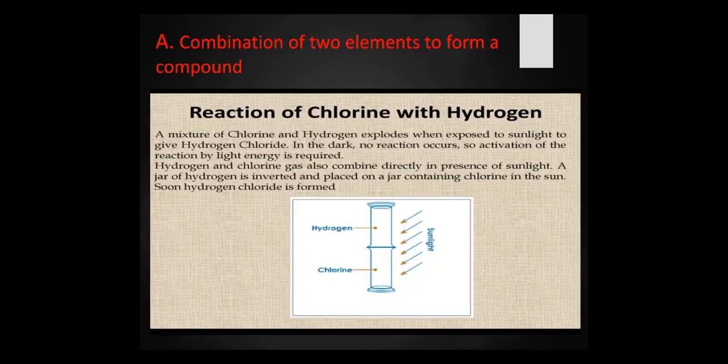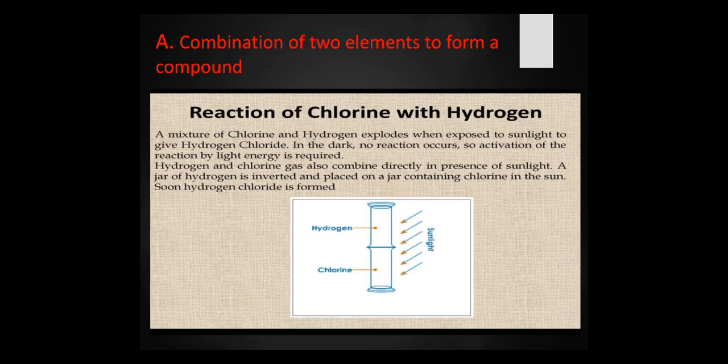The example for the first type of combination reaction, that is, combination of two elements to form a compound, is the reaction of chlorine with hydrogen. Whenever a mixture of chlorine and hydrogen is exposed to sunlight, it explodes and gives hydrogen chloride. If they are reacted in the dark, no reaction occurs. So activation of the reaction by light energy is required.